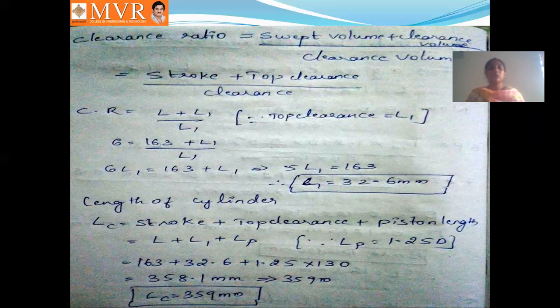Okay, next, length of cylinder. Length of cylinder LC is equal to stroke plus top clearance plus piston length. Then you will take it as L plus L1 plus LP. LP is nothing but piston length, and LP is equal to 1.25 D. So 163 plus 32.6 plus 1.25 into 130. Substitute all the values, you will get the length of the cylinder.